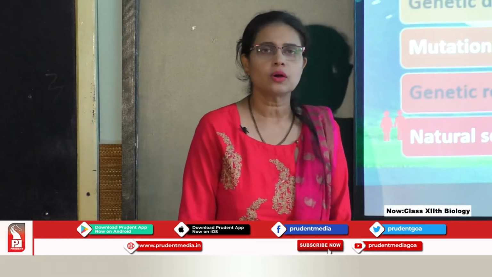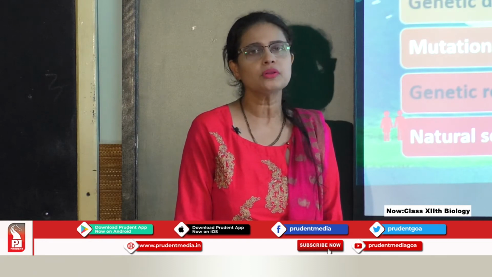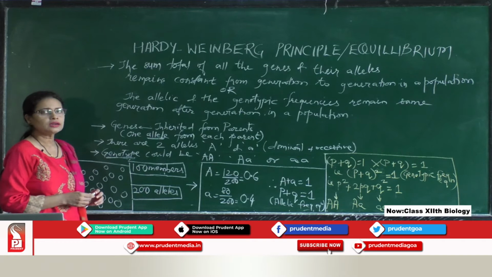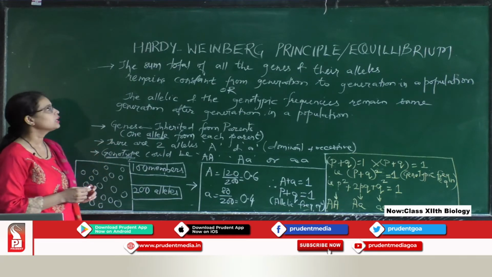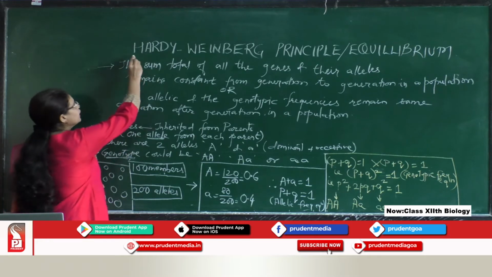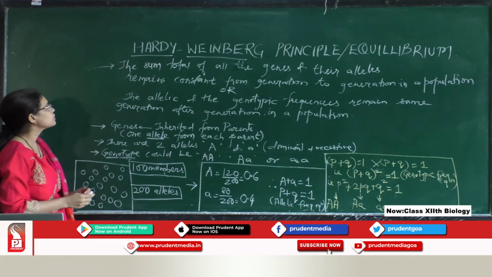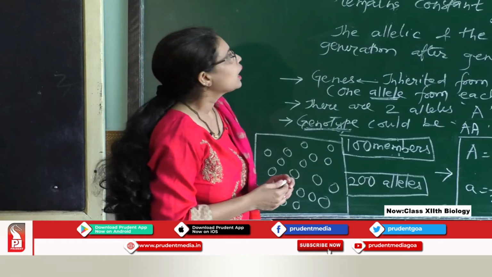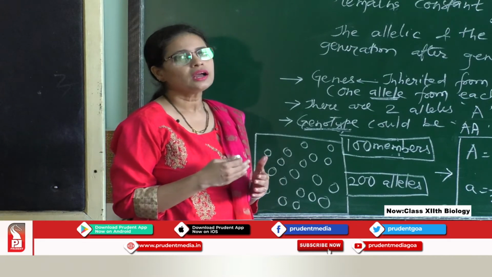Welcome to part 3 of the chapter Evolution. In part 2, we had studied up to natural selection and the three patterns. Now we are going to study the Hardy-Weinberg principle, also called Hardy-Weinberg equilibrium. Hardy and Weinberg are two different people, it's not one same person. They gave this concept while explaining evolution.